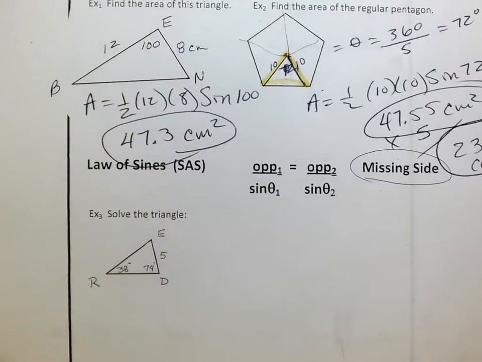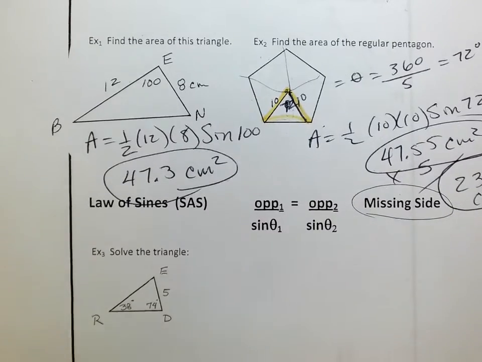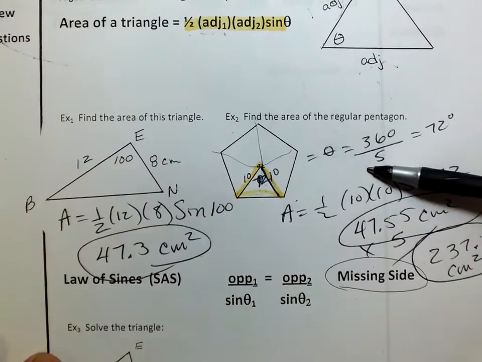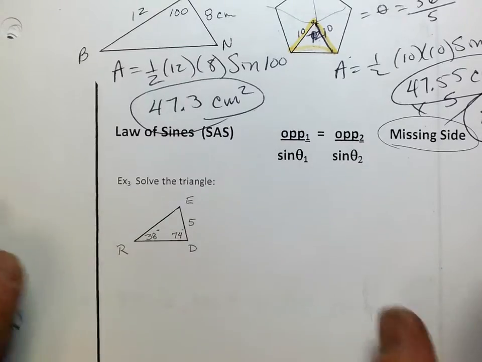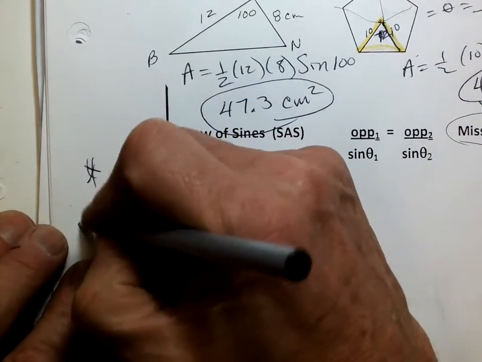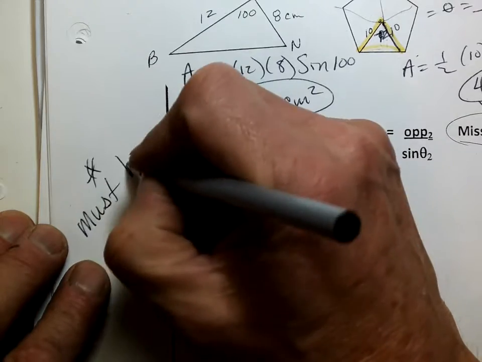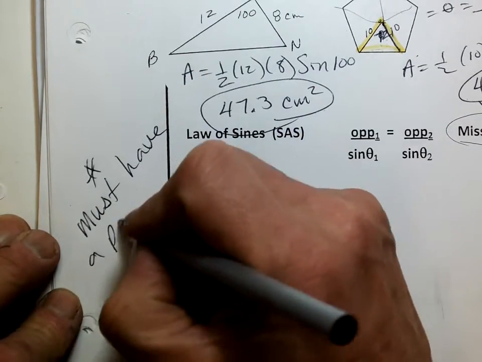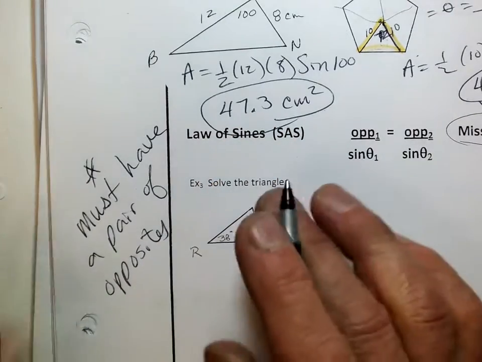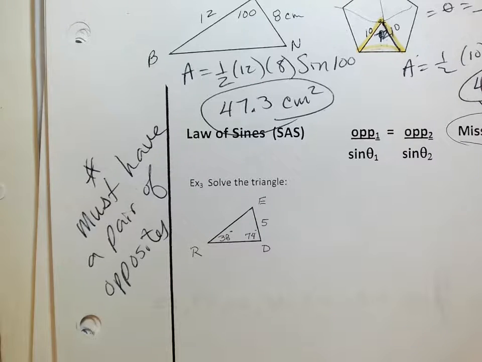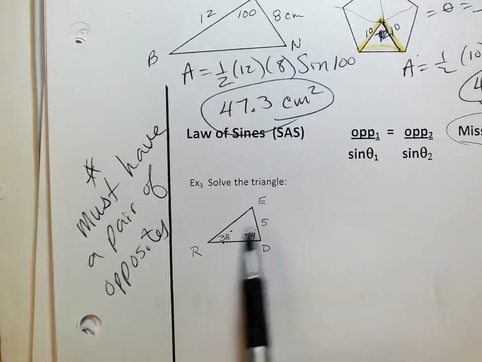So, law of sines. Here we go. The law of sines helps us solve triangles. The area formula gave us area. The law of sines helps us solve triangles. So if we're going to solve a triangle, first of all, we absolutely must have a pair of opposites. Write this down. Opposites means an angle and its opposite side. You need to know an angle and its opposite side. The law of sines will not work unless you have an angle and its opposite side.